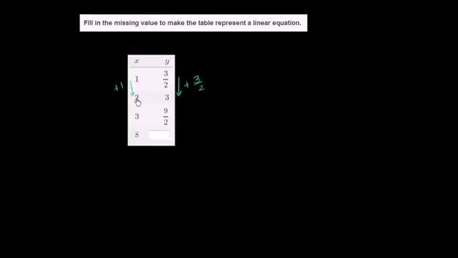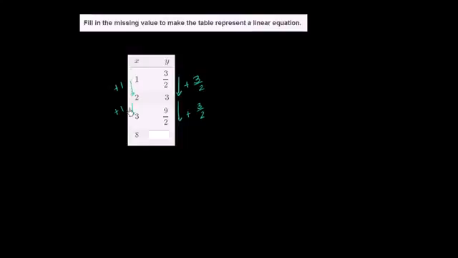All right, now when we go from 2 to 3, we're increasing by 1 again in x. And what are we doing in y? We're going from 3, which is the same thing as 6/2, to 9/2. So once again, we are increasing by 3/2. So in order for this to be a linear relationship, every time we increase by 1 in the x direction, we need to increase by 3/2.